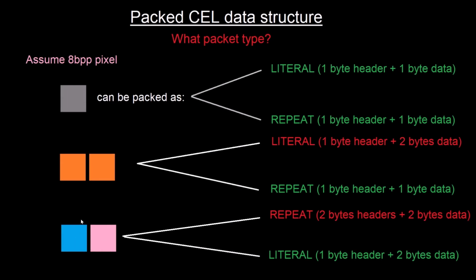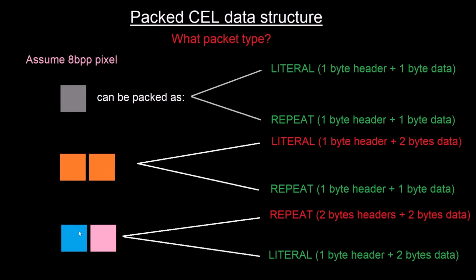And obviously this one that has different pixels, if you wanted to use the repeat, it could be 2 repeats actually. It could be 1 byte header saying repeat this blue pixel, 1 byte data repeated, and then again another repeat header saying now repeat this pink pixel once. So it's 2 byte headers plus 2 bytes data. It will take 4 bytes.